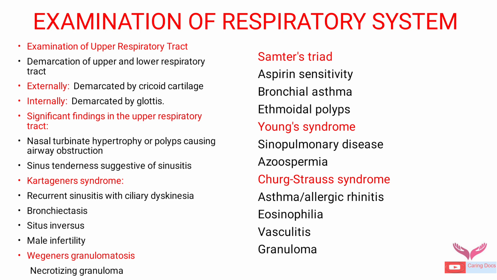Wegener's granulomatosis is necrotizing granuloma. Samter's triad is aspirin sensitivity, bronchial asthma, ethmoidal polyps. Young syndrome is sinopulmonary disease, azoospermia. Churg-Strauss syndrome includes asthma, allergic rhinitis, eosinophilia, vasculitis, granuloma. These are the few terms which I wanted to mention. Though we don't have to see these things in every patient, we must know that if there is history of asthma and the patient's blood is showing eosinophilia and the patient has features of vasculitis, we may think of Churg-Strauss syndrome.